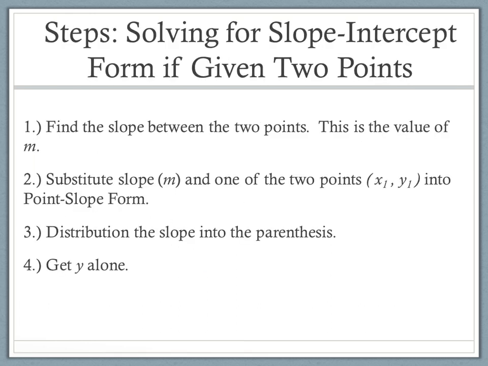Alright, here's the steps for getting it into slope-intercept form given 2 points. So last time they gave us a slope and a point. This time we have just 2 points. So the first thing you need to do is find your slope. Okay, then you'll use that slope and one of the points to put it in point-slope form, very similar to what we did Thursday. Then we'll just distribute and get y by itself.